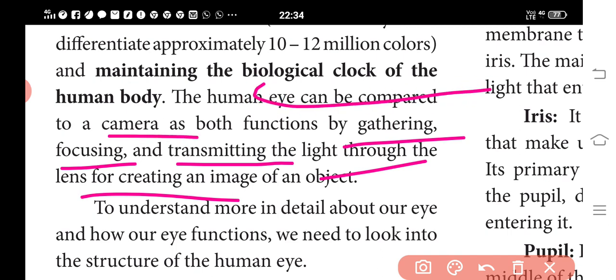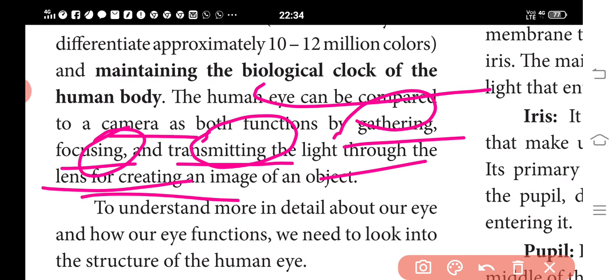This is a point of the examination. Why is the eye compared to the camera? Because it gathers, focuses and transmits the light through the lens for creating an image. That's why it is compared to the camera.